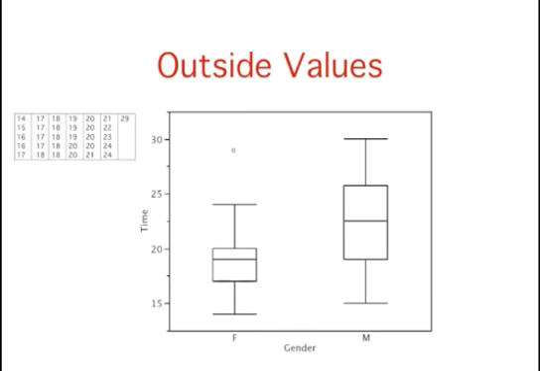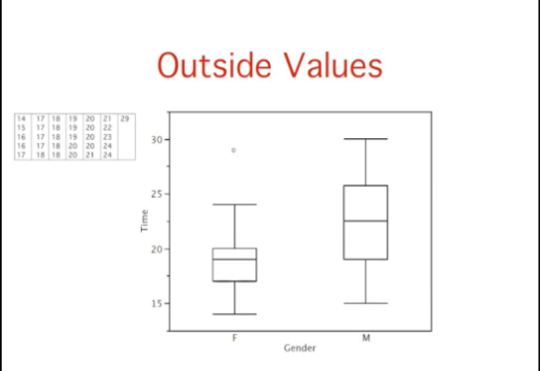An outside value is defined as a value beyond the inner fence, but not beyond the outer fence. For the women, the upper inner fence is 24.5, and the upper outer fence is 29. Notice that there is one value that meets this criterion, 29. This value of 29 is therefore an outside value. Outside values are indicated by small o's.